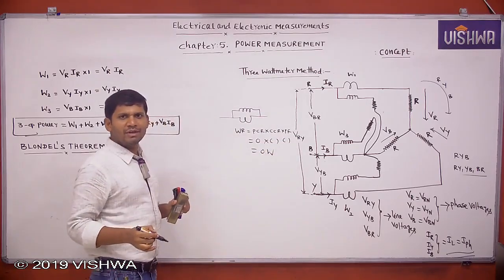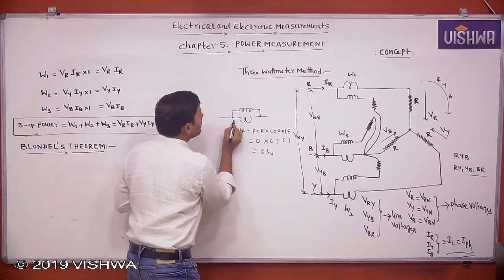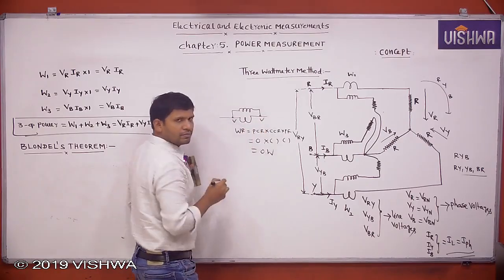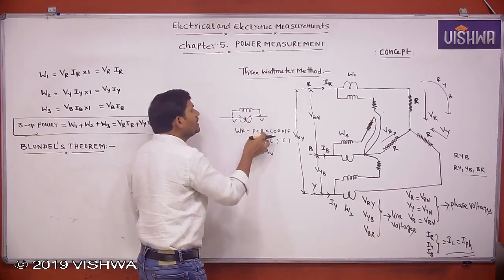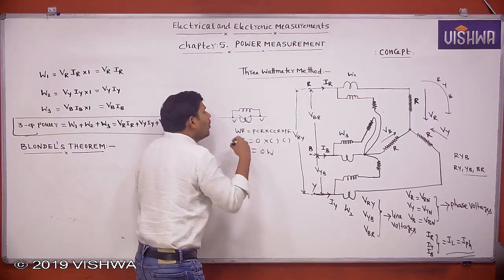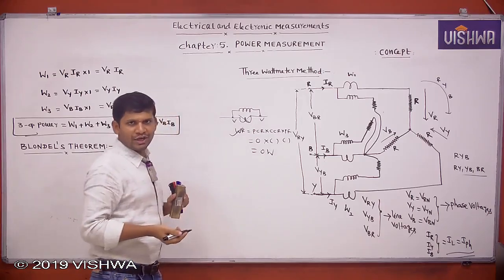Why does the pressure coil measure 0? You tell me. These two terminals are connected on the same line. Whatever the voltage present here, the voltage at this point is also the same, because the voltage across the current coil is negligible. It's just like a short. Then what is the voltage measured by the pressure coil? 0. Voltage measured by the pressure coil is 0, which means that wattmeter always shows the 0 reading.